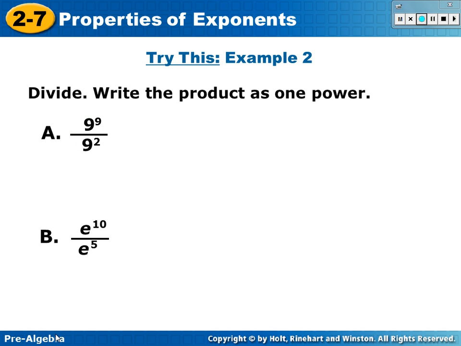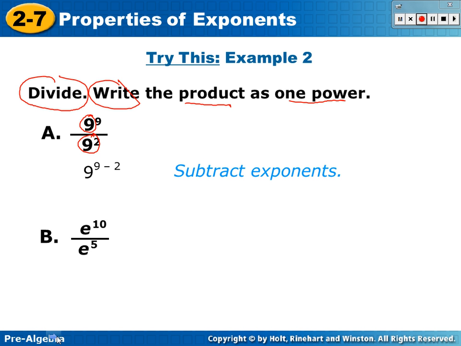All right, let's take a look at another one. Divide, write the product as 1 power. So we're dividing, that's our verb. We're then going to write the product as 1 power. Okay, first thing I notice, bases are the same. So I then just subtract exponents. So we have 9 to the 9 minus 2.